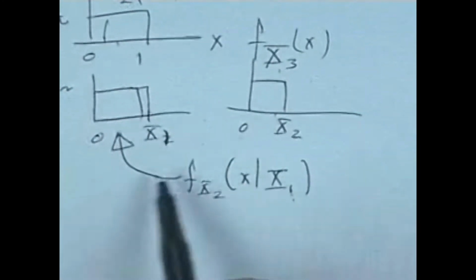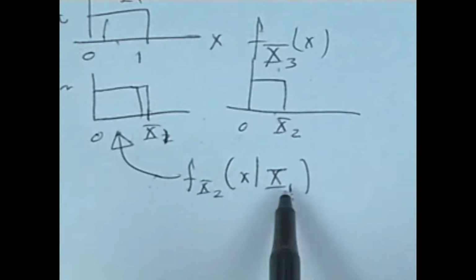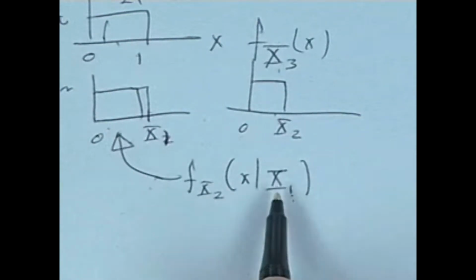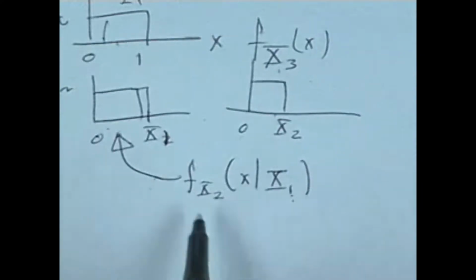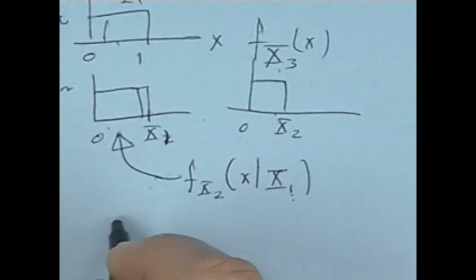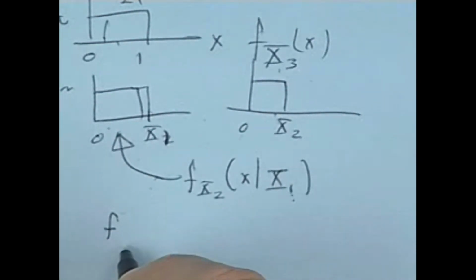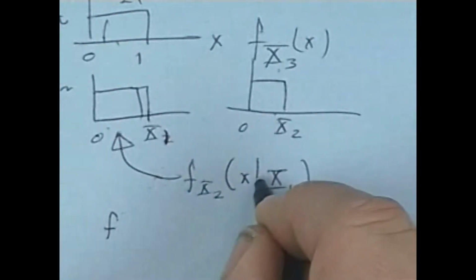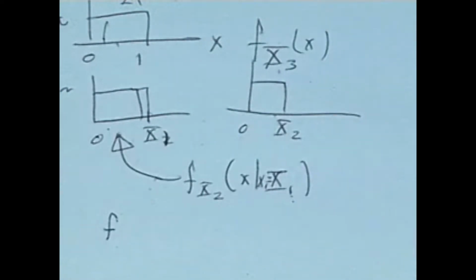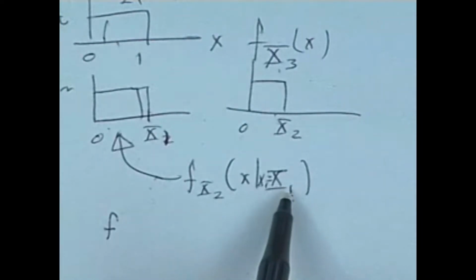So f of x2 of x given x1 is given by the relationship that we have here. In other words, we're given x1. x1 is something which has been determined. So this is a conditional probability density function. Then we use Bayes' relationship, which is that f of, and by the way, this is x1 is equal to x1. So this then becomes the conditional random variable for this problem.